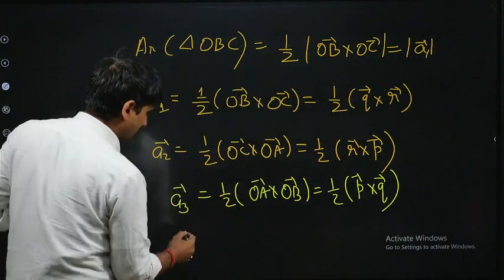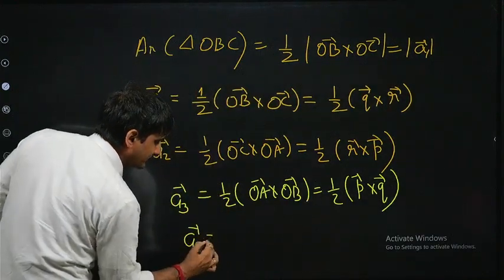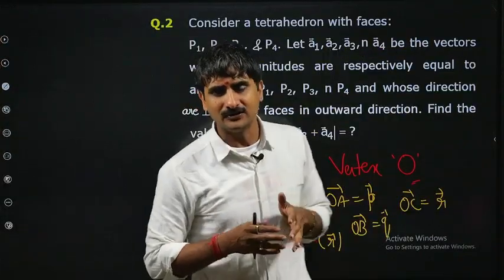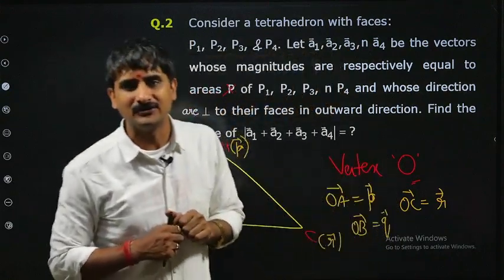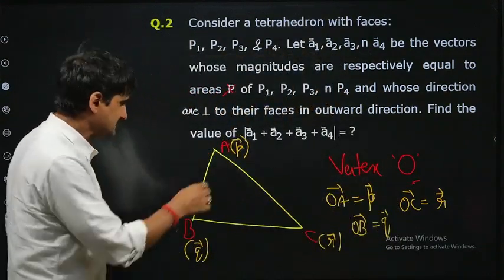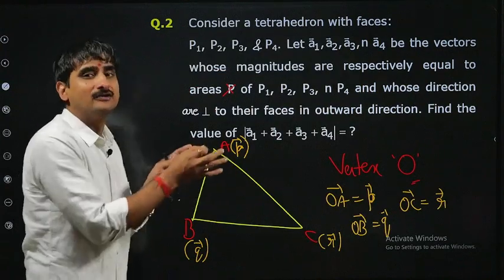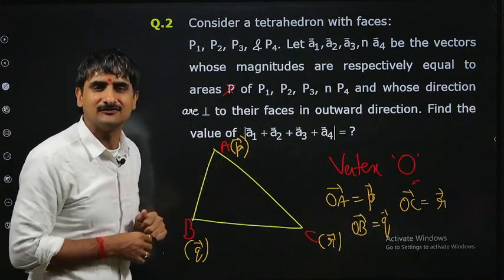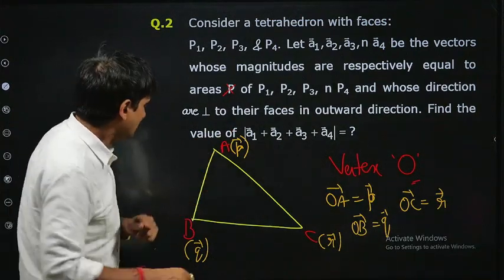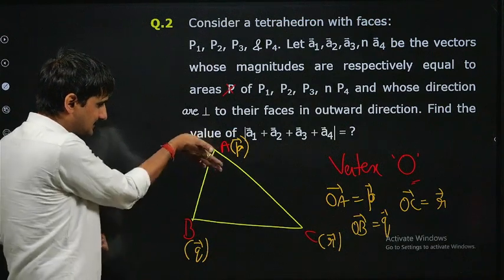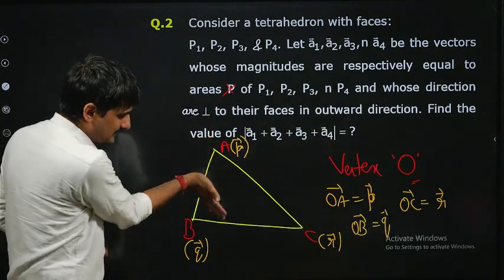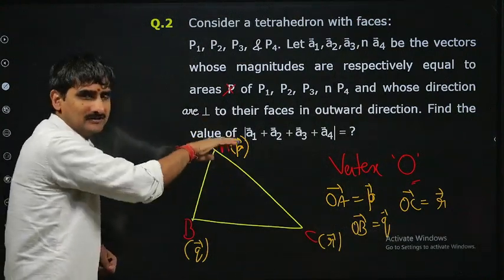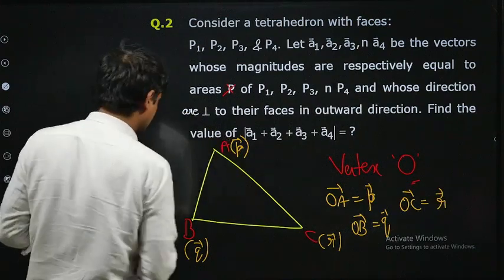Now the point is for A4. A4 is the area vector for the base, and we need it outside the plane. Since the vertex of the tetrahedron is on our side of the plane, the outside of the plane will be on the back side of this board. So how do we do it? If I put it as AB cross AC, it's inside. So we have to do it as AC cross AB, isn't that so? AC cross AB.